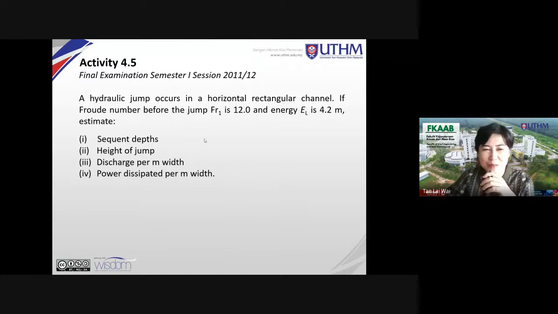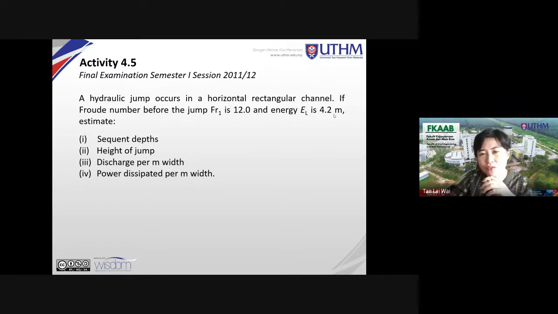Untuk selesaikan soalan ni, dia sebenarnya bagi dua parameter je, which is the upstream Froude number, which is given as 12. So 12, you kind of know what jump it is already, right? Then it's a strong jump. Then you have energy loss 4.2. It's a rectangular channel, so you can write out the formula. You could use the conjugate depth equation and also the energy loss equation. So write it out, then you can solve for sequent depth.